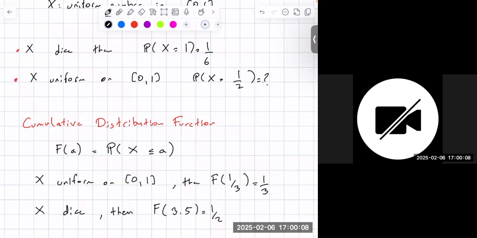Okay. Now, if you have a die and somebody asks you what's the probability of getting a 1 when I roll it, you will say 1/6. Now, let's say somebody says, I have a uniform number between 0 and 1. What's the probability of getting a half?